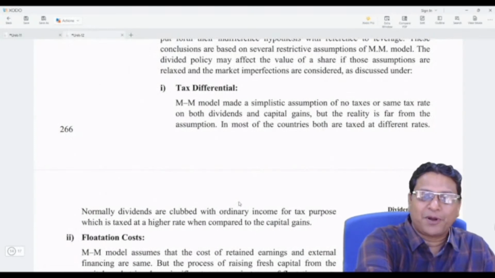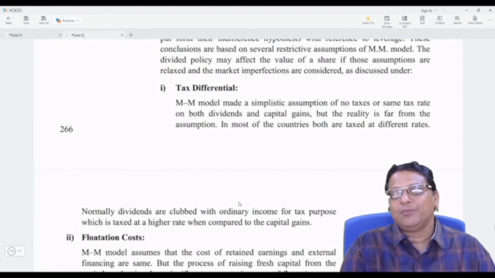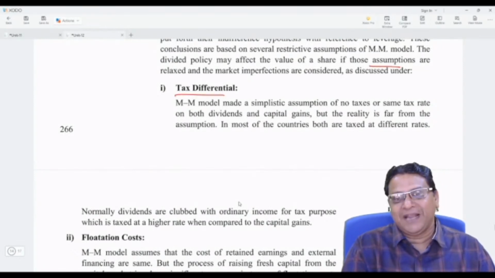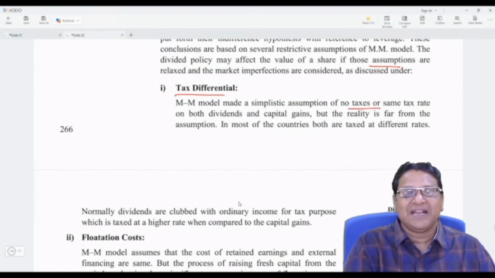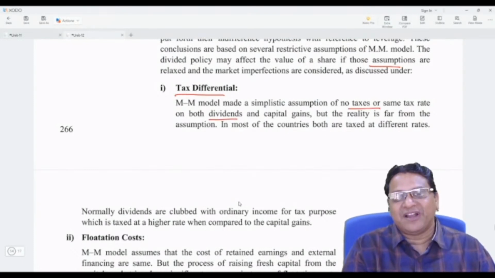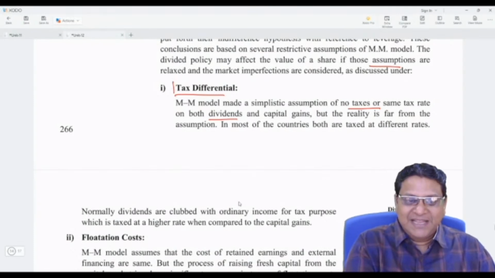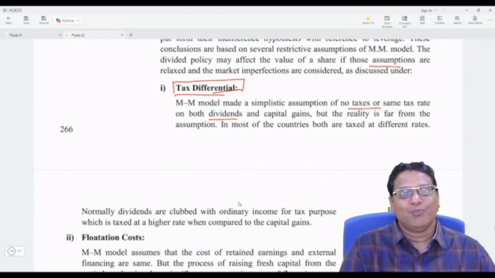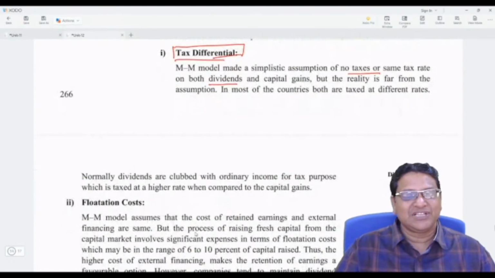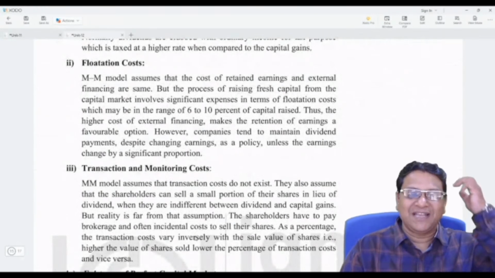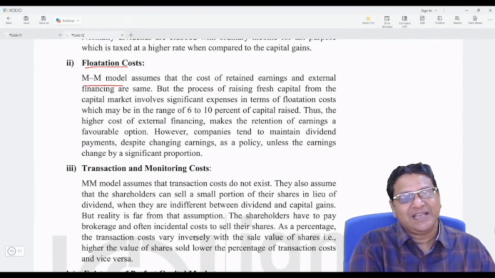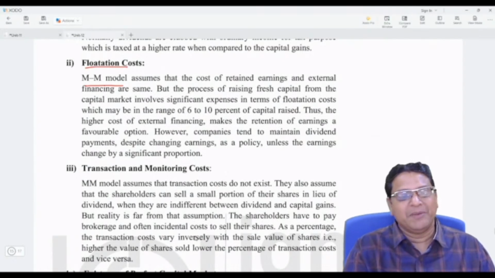His model suffers from limitations that come from the assumptions he has taken. What are the assumptions he has taken? He has assumed there is no difference between capital gain tax and dividend tax. But practically there is a difference between capital gain tax and dividend tax. Miller has assumed that there is no flotation cost, but practically flotation cost exists. So this is the limitation of the model.